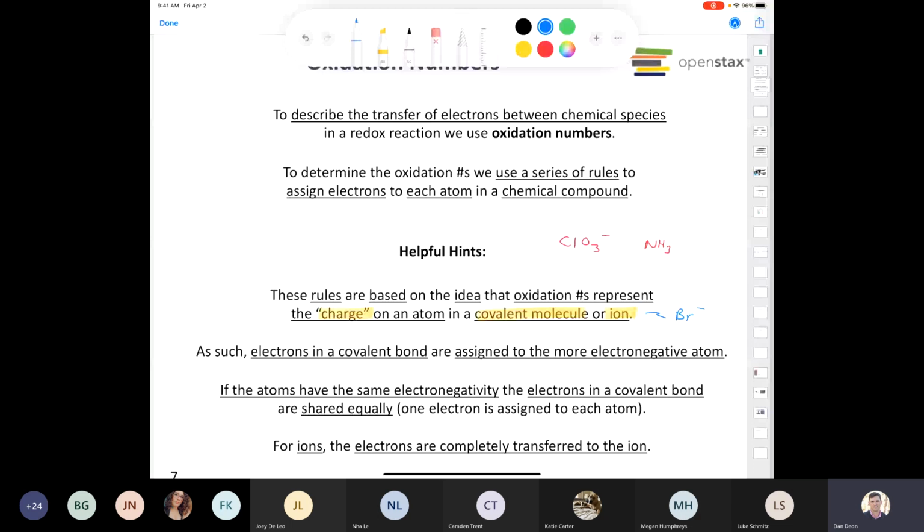When you have elements sharing electrons, as you do in a polyatomic ion like chlorate, or in a molecule like ammonia, we assume that the element that is more electronegative takes all of the electrons in the bonds. You guys know the trend: electronegativity increases up and towards the right in the periodic table. You can assume that all of the electrons are assigned to the more electronegative element. Of course, if you have elements with the same electronegativity in a covalent bond, then they're going to share the electrons equally. We'll look at examples of that as well.